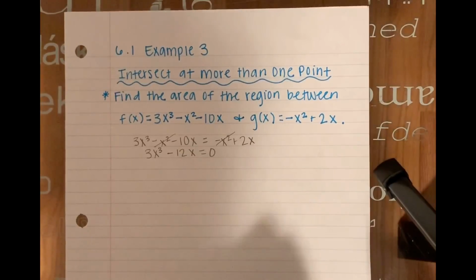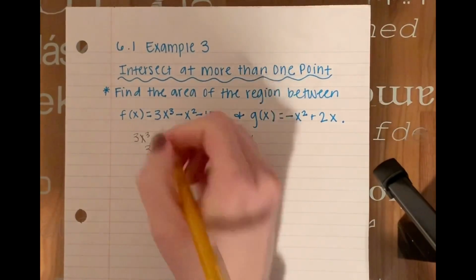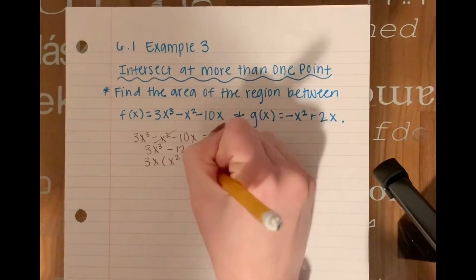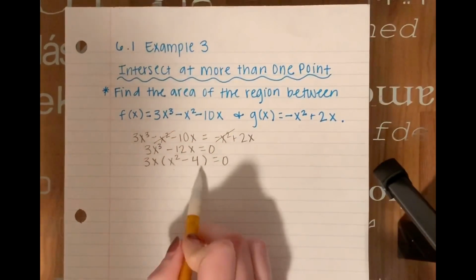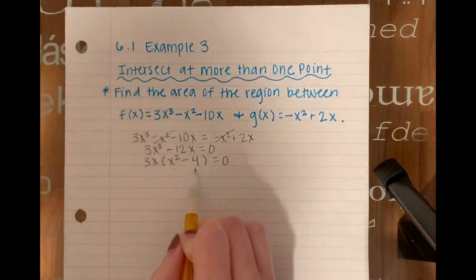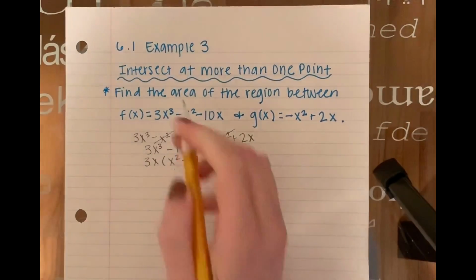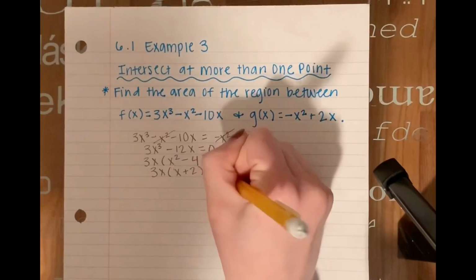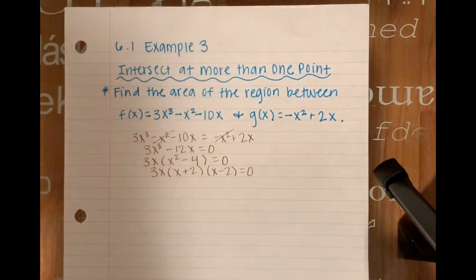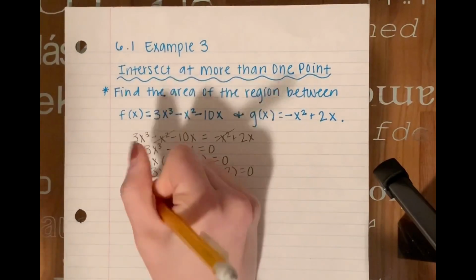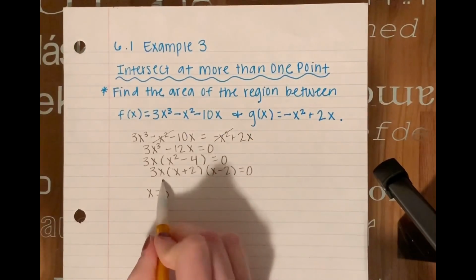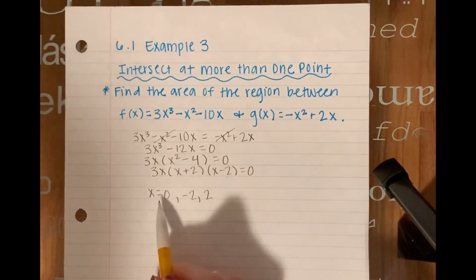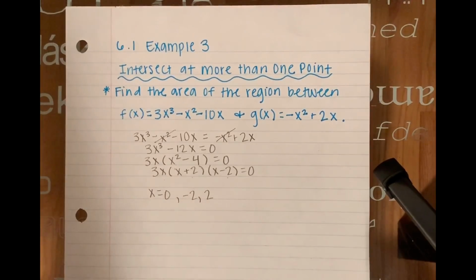And then let's factor to solve. We can factor out a 3x from both. So 3x times x squared minus 4. And then right here we have a difference of perfect squares. So we can also factor that into 3x times x plus 2 times x minus 2 equals 0. And then we just set each thing equals 0. So we should get x equals 0, negative 2, and positive 2. What that means is these graphs intersect at 3 different points.